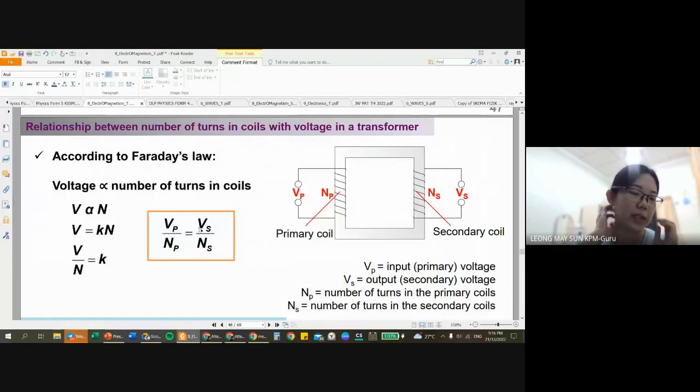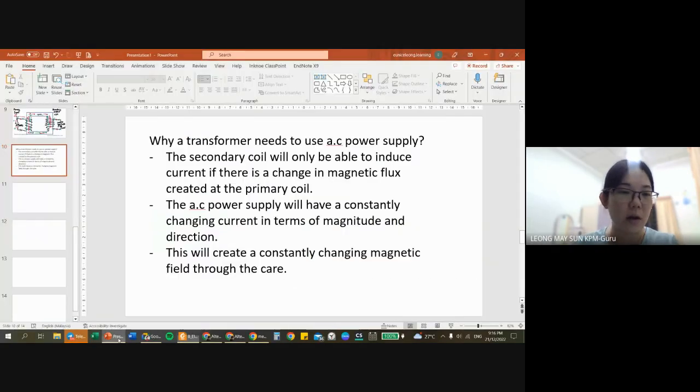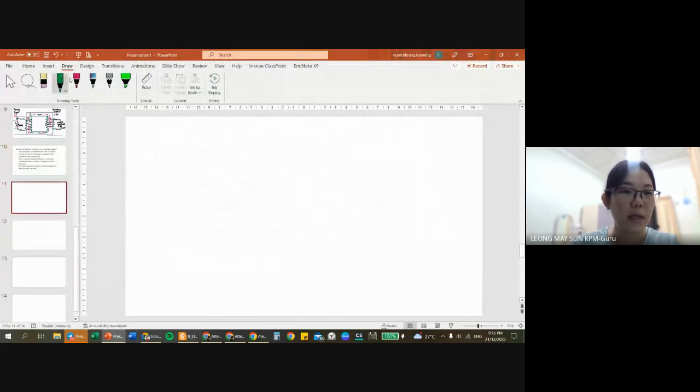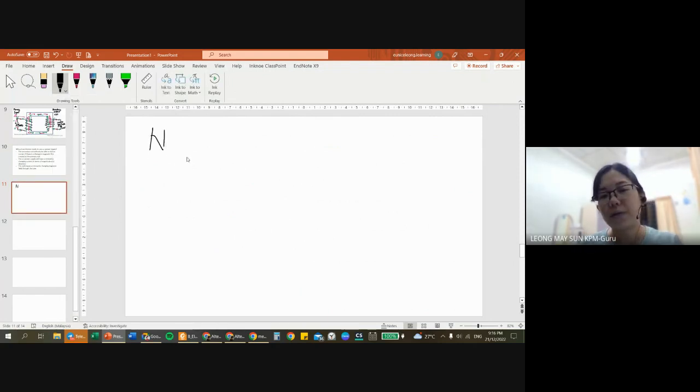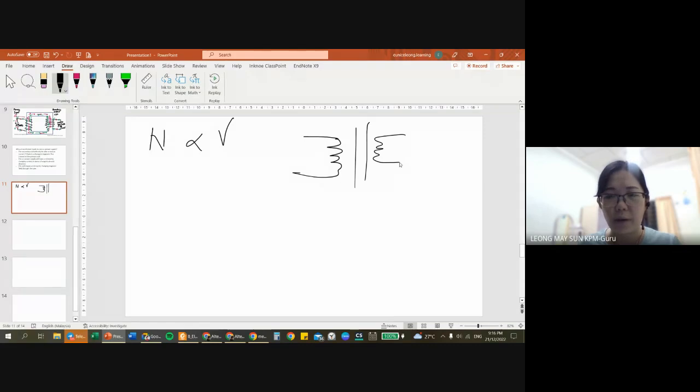Now N is actually the number of turns of the solenoid. Okay, according to Faraday's law. All right. Me explaining, but everything is the same thing inside the slide again. Okay, according to Faraday's law, the more the number of turns, the higher the potential difference. So we have the primary coil and then we have the secondary coil. So as the number of turns increases, the potential difference at that coil will increase. If the number of turns decreases, the potential difference at that coil will also decrease.